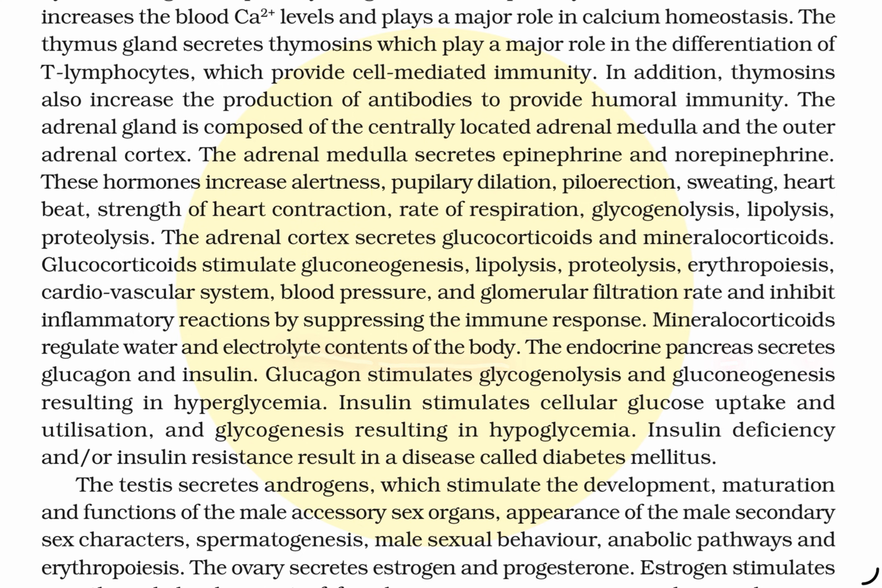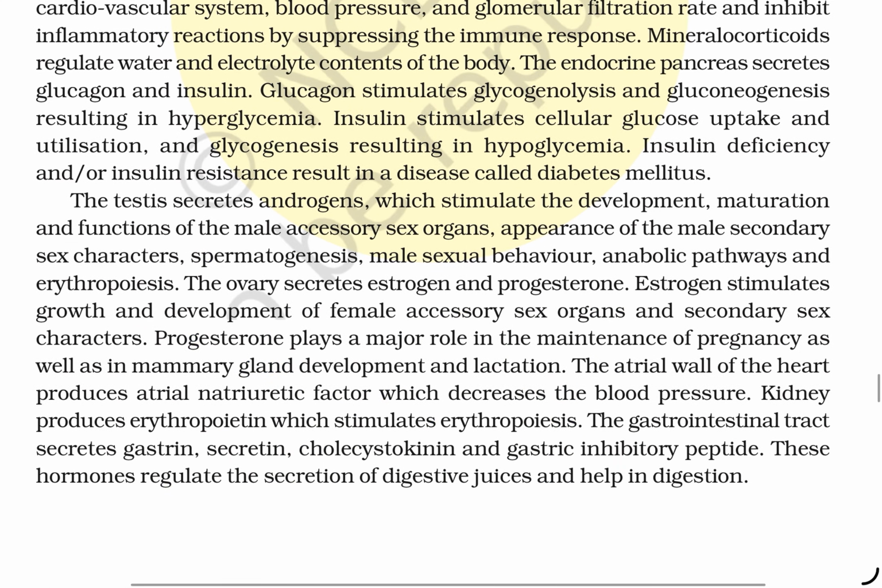The endocrine pancreas secretes glucagon and insulin. Glucagon stimulates glycogenolysis and gluconeogenesis, resulting in hyperglycemia. Insulin stimulates cellular glucose uptake and utilization and glycogenesis, resulting in hypoglycemia. Insulin deficiency and insulin resistance result in a disease called diabetes mellitus.